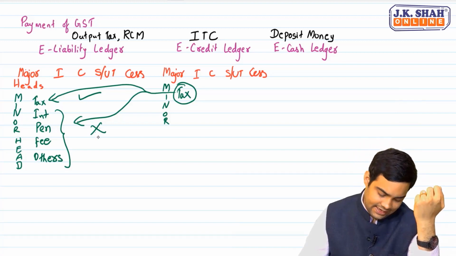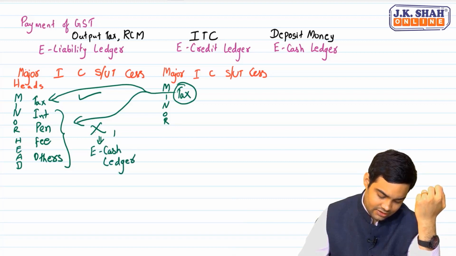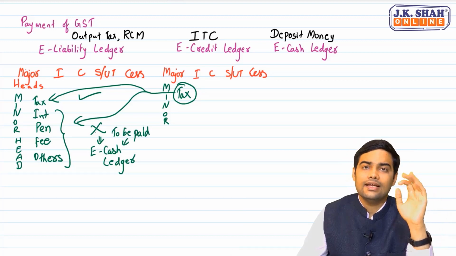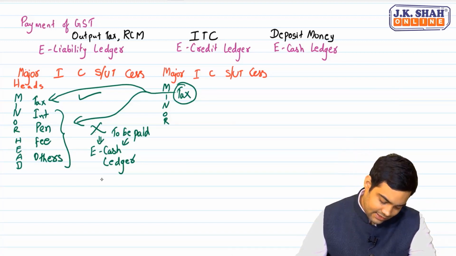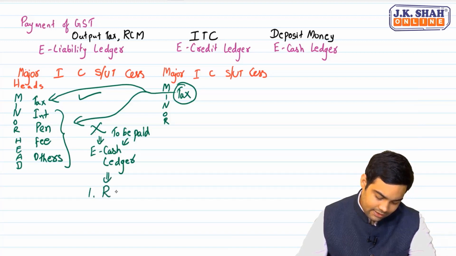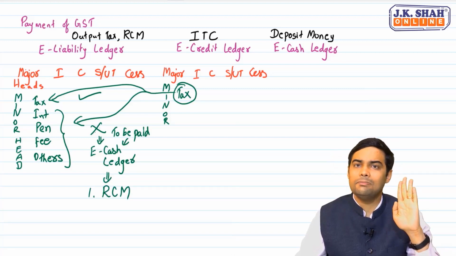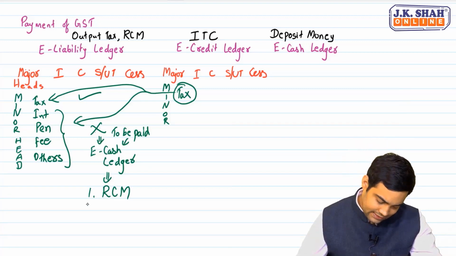That means, can I say these 4 are always required to be paid through the e-cash ledger? Correct? Okay. There are other 3 amounts which are always required to be paid through the e-cash ledger. The first one is any amount of tax payable under RCM. RCM has to be paid in cash because the document based on which you pay cash will be used for claiming ITC.